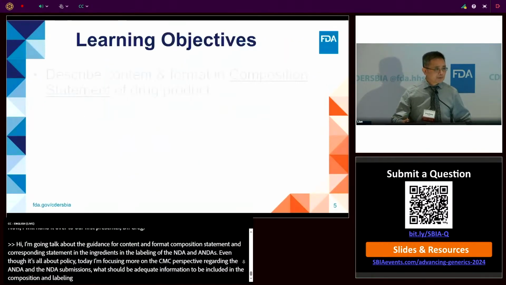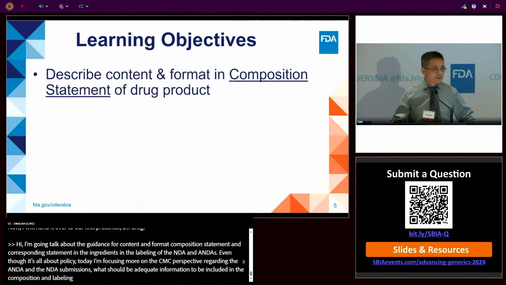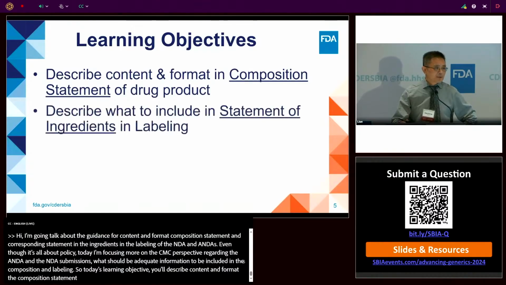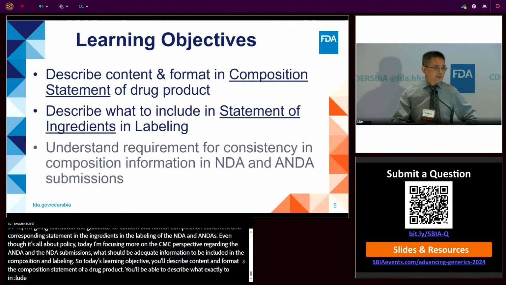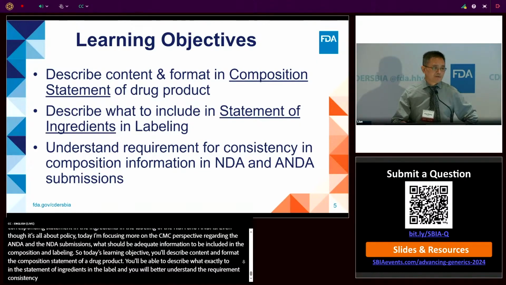So today's learning objective: you will be able to describe content and the format in the composition statement of a drug product. You'll be able to describe what exactly to include in the statement of ingredients in the labeling. And you will better understand the requirement for consistency in composition information through the NDA and the ANDA submissions.